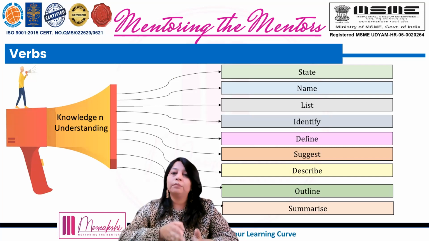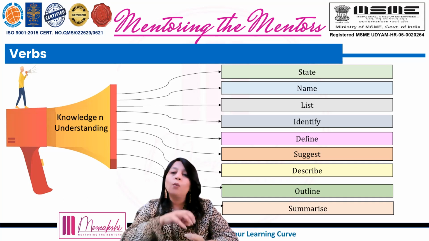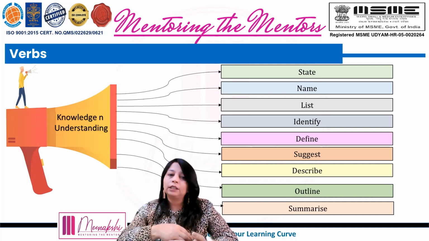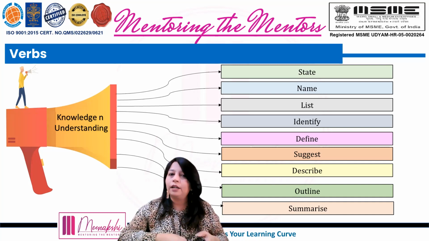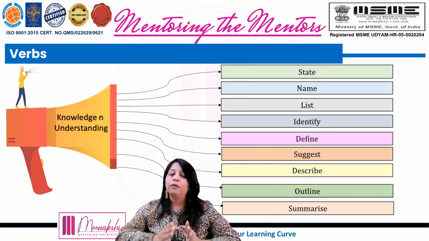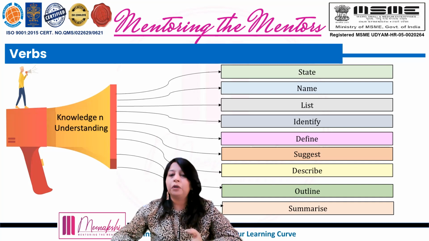When they are stating something, when they are naming something, when they are answering something related to what, it means you are assessing their knowledge and understanding. When they are identifying something, they are identifying based on their understanding, based on their knowledge. They are suggesting also something based on whatever they have learned, whatever they have understood. So you can check Bloom's taxonomy verbs also, and you can incorporate more too. However, if you stick to these verbs also, that is also good enough.